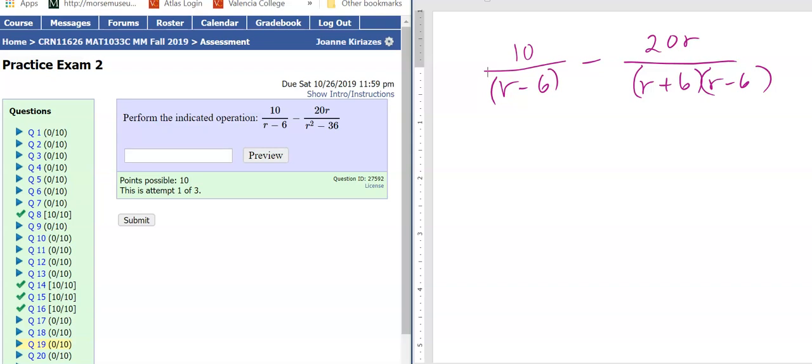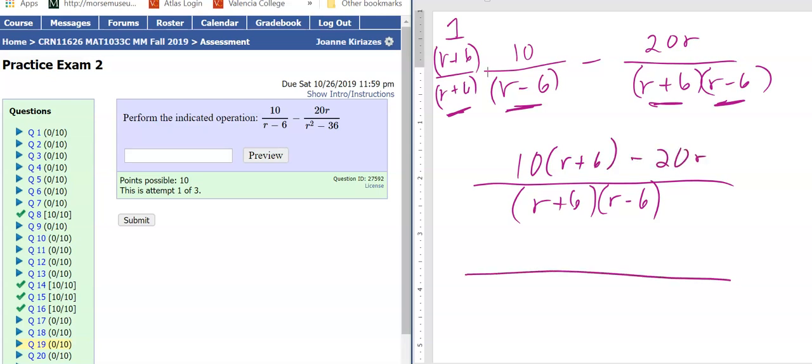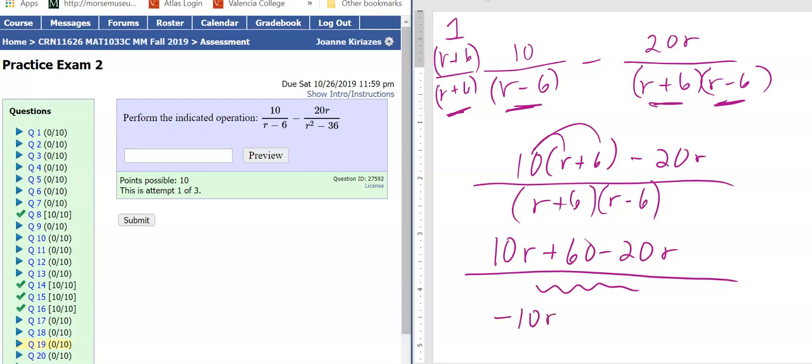Now, I want my denominators to be the same so I can subtract them. And I can see that r minus 6 is already represented. So I'm going to multiply r plus 6 over r plus 6 because that equals 1. And now I have r plus 6 in both denominators. So I have r plus 6 and r minus 6. And so I have 10 times r plus 6 minus 20r. Okay? So I keep my denominator the same. I'm going to leave it like that to remind you, you're not going to distribute it out. But I distribute out my numerator to see if I can combine it. And 10r minus 20r would give me a negative 10r.